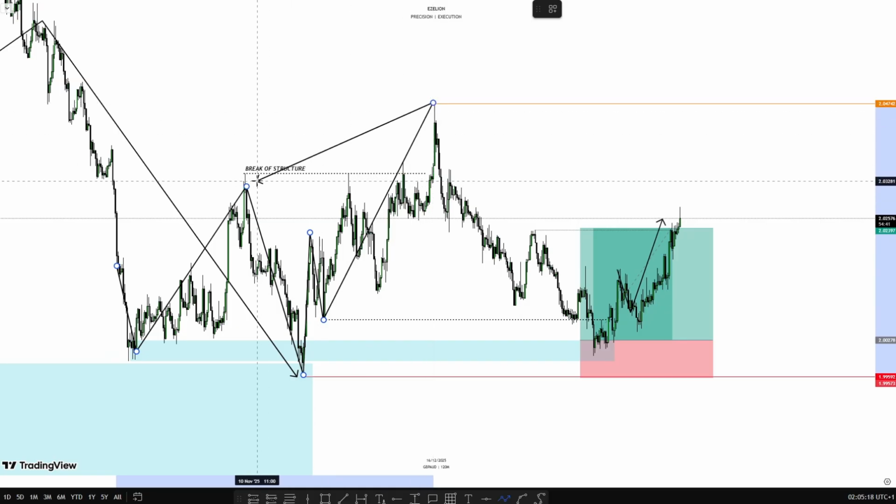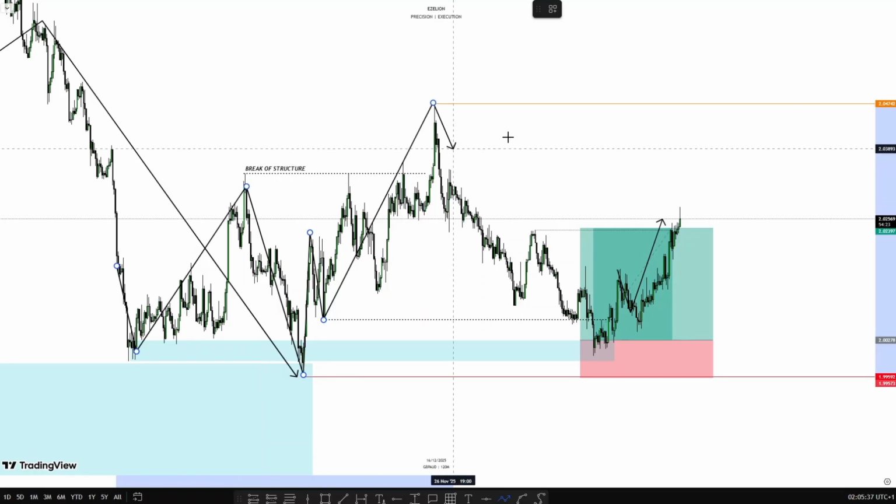The difference between market structure shift and break of structure is that break of structure usually occurs in a trending market, while market structure shift is a reversal, it has shifted. Sometimes some people call it change of character. I like to call it market structure shift because it makes a bit more sense calling it that. So break of structure is something like this. Okay, so now let me explain this and finish.